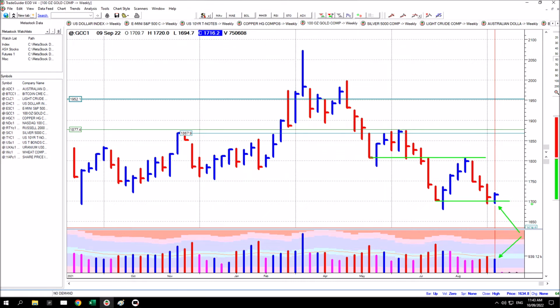It was more a consolidation move just above the 1700 level. It's not particularly significant at this point in time. This breakdown line is the really important level in the near term.